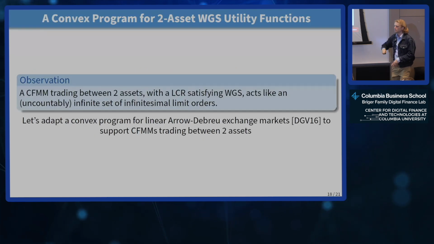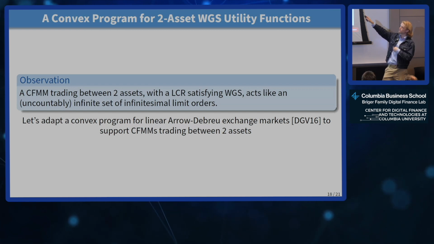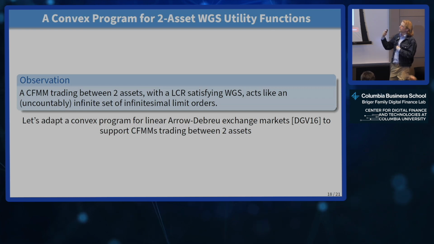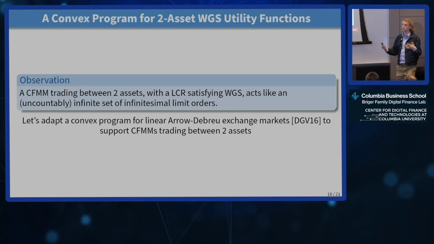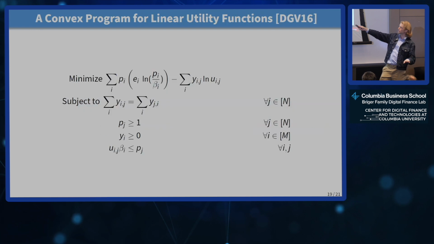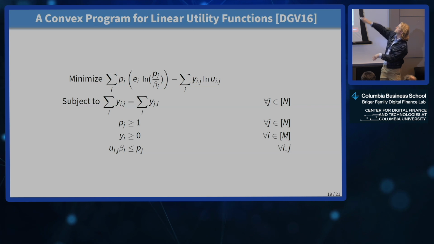So the key idea is that most CFFMs don't trade between an arbitrary number of assets; they trade between two assets. And if you have a CFFM that trades between two assets using some locally computable rule, again, that satisfies our regularity condition, then in fact, it's in aggregate acting equivalently in some sense to an uncountably infinite continuum of regular limit sell orders. So what we can do is essentially adapt a convex program for the linear case of Arrow-Debreu exchange markets to this infinite case. Don't try and parse this program too much. It's not intuitive. I just want to point out this is the convex program for the linear case from Devanur, Garg, and Végh.